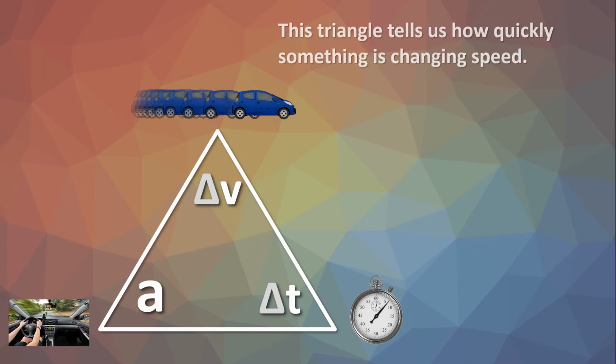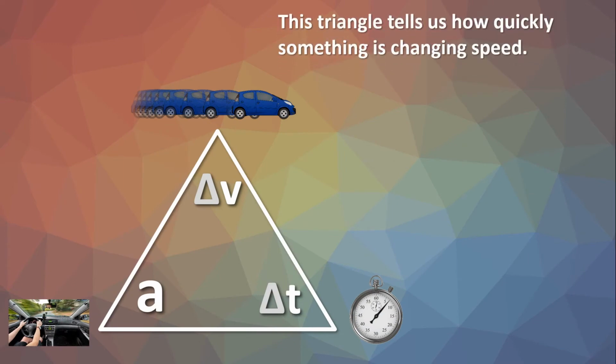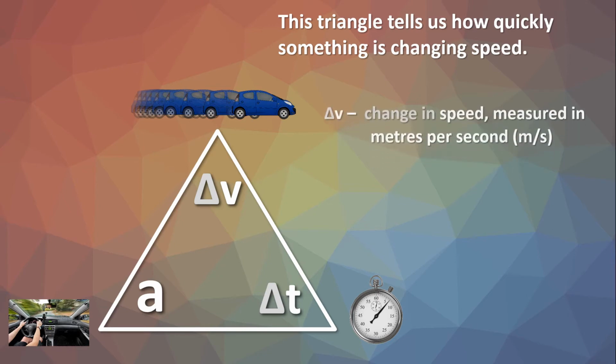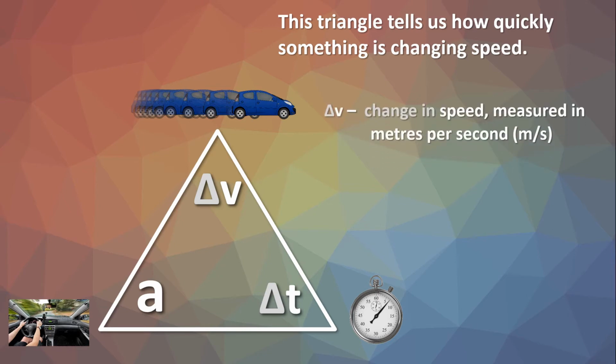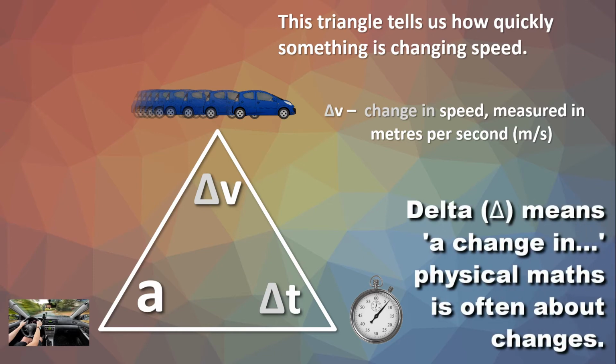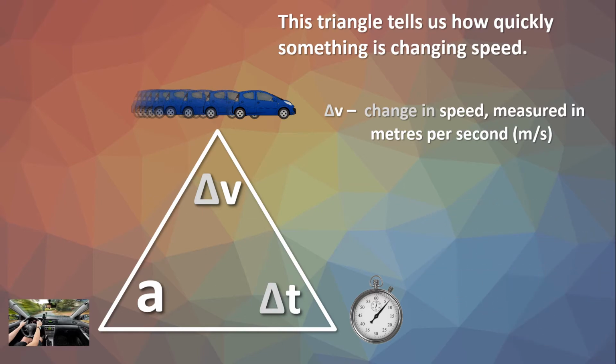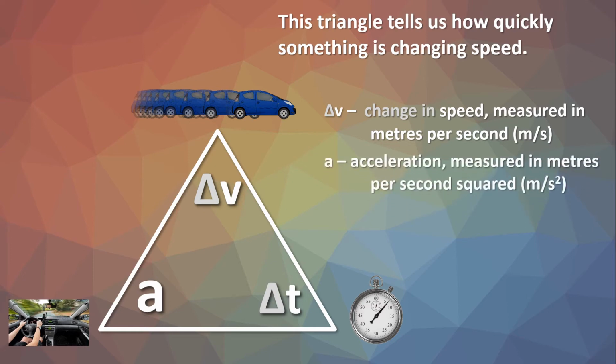Our next triangle is acceleration. This is that feeling of being pushed back in your chair I talked about before. It is how quickly something is changing speed. In this equation, v is velocity again, but we have that triangle which is the Greek letter delta to signify a change. This is something we do a lot in physics. The change in speed is like speed because it is measured in meters per second. A is acceleration measured in meters per second squared. And t, or delta t, is the change in time, which is again measured in seconds.